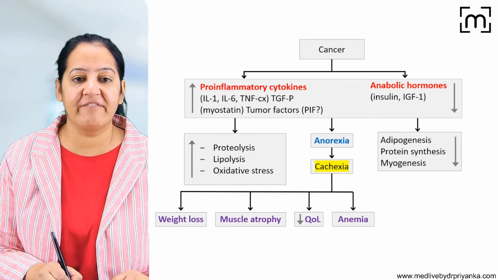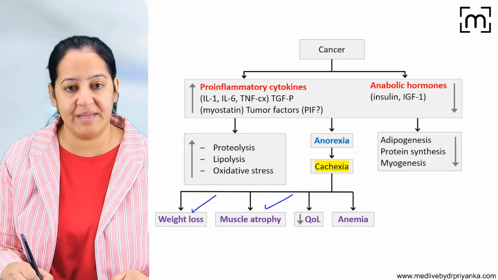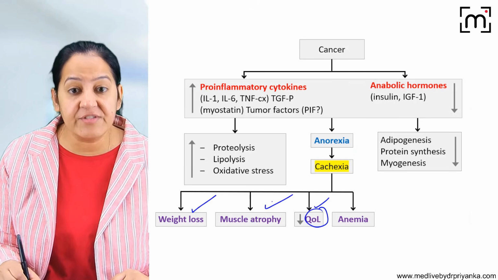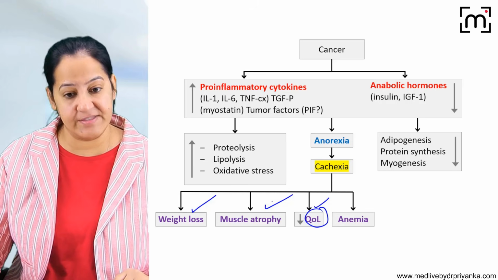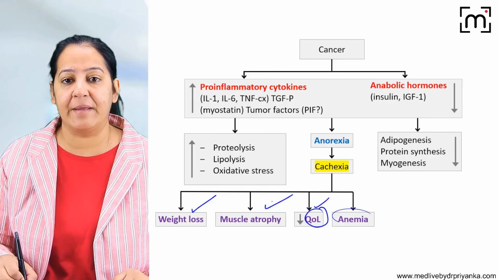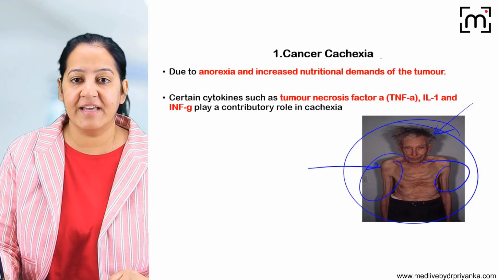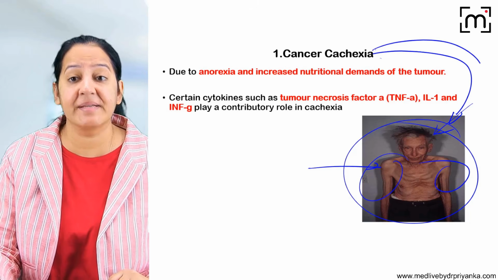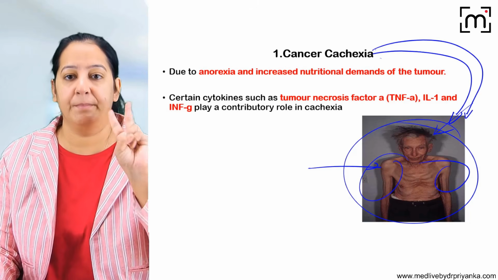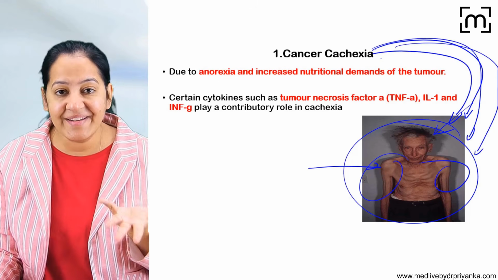Now, why is it happening? The person is losing weight, abundant weight loss, the muscle atrophy. You can see all the muscles are atrophied. Muscle atrophy is there. Quality of life is reduced. QOL is quality of life. And anemia. The person is anemic. So these are the four properties of cachexia. The person is having weight loss, muscle atrophy, anemia and reduced quality of life. Now, why does it happen?